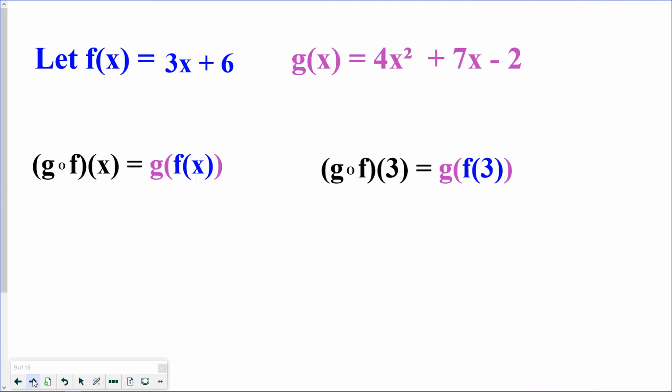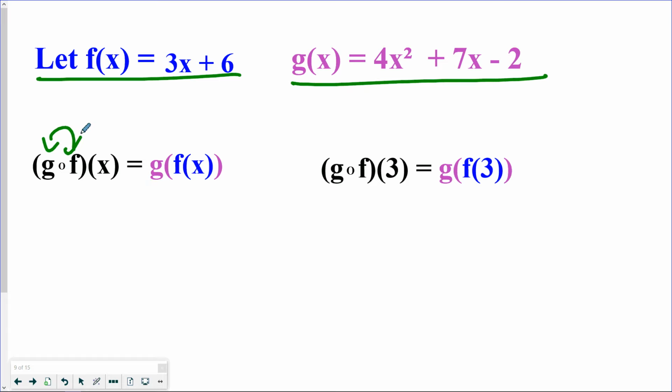All right, here's our second example. This is the same two functions. The only difference here is our order of our functions has switched. So we're going to do g of f of x now, and then we're going to plug in 3 instead of 2. If you switch the order of the functions, if you do f of g of x, and then you compare that to g of f of x, these things are not always equal.